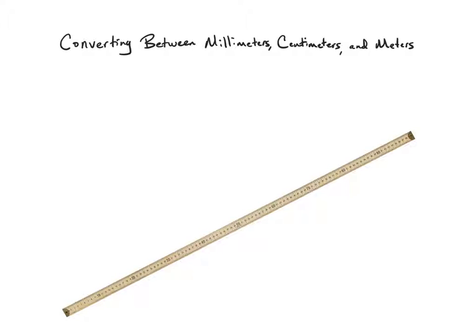In this video, I'm going to show you how to convert between units of length in the metric system, specifically between millimeters, centimeters, and meters. The image that you see on here is of a typical meter stick. And a meter stick is divided into 100 of these smaller units called centimeters.